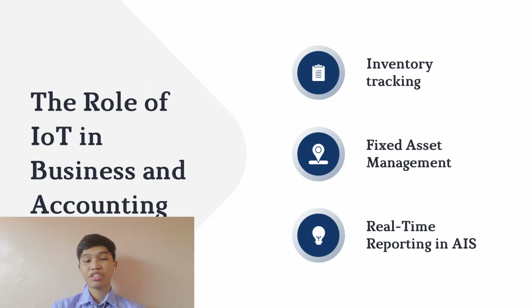Now, let's go to the three roles of IoT in business and accounting. We will first be talking about inventory tracking. Next, we will be talking about fixed asset management. Last but not the least, we will be talking about real-time reporting in AIS. Yes, these are more or less the three general roles of Internet of Things in business and accounting. And I will be representing inventory tracking.